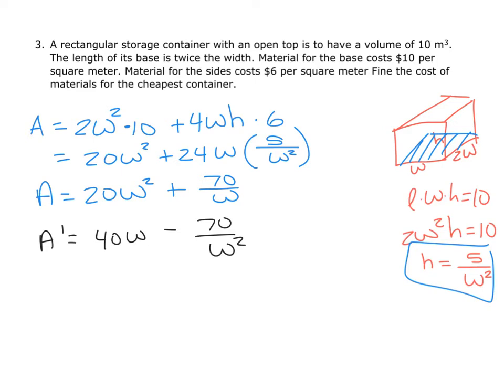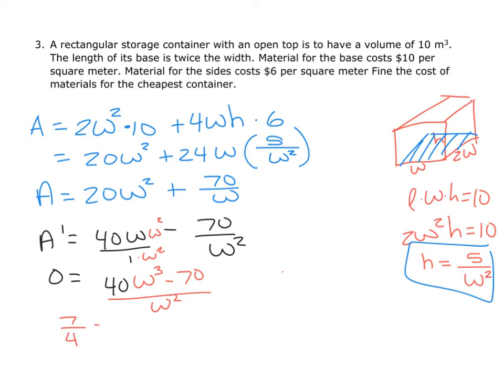So we're going to set this equal to 0. Common denominator, so this becomes 40W cubed minus 60 over W squared. We're not going to bother setting the bottom equal to 0 because the answer cannot be 0. So we're just going to set the top equal to 0. So let's see, I get 3 over 2 equals W cubed.